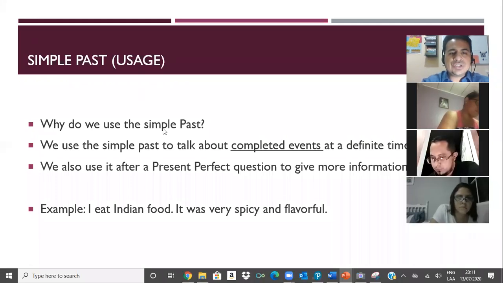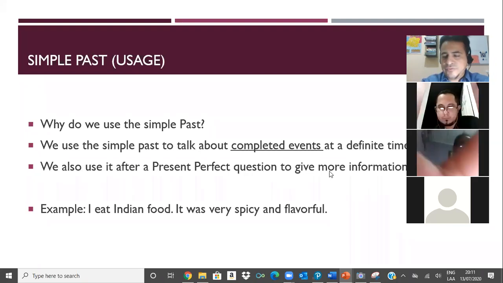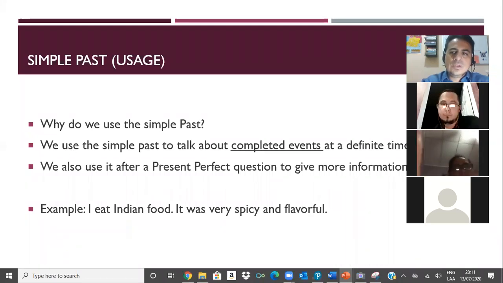Simple past usage. Why do I use the simple past? Well, we use it to talk about completed events at a definite time. Completed events. Okay. Ya le voy a explicar eso más. We also use it after a present perfect question to give more information. Okay. So we use it for completed events and to give more information.